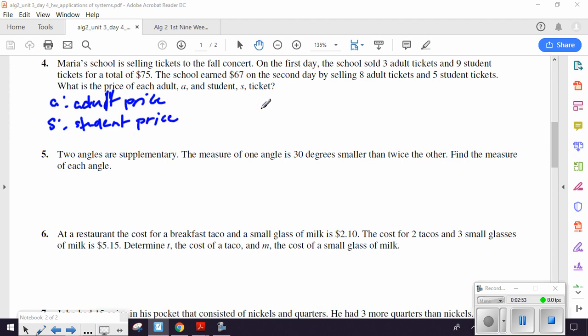So on the first day, 3 adult and 9 student tickets were sold. So that means 3A plus 9S was equal to $75. On the second day, 8 adult tickets were sold and 5 student tickets. So 8A plus 5S, and the total was $67. So there's the system. I have 2 variables, so I should have 2 equations. And you don't have to solve it for number 4, but you do need to solve it if it was odd.